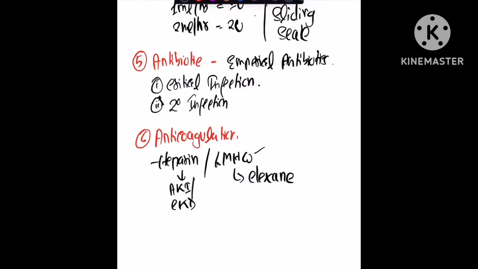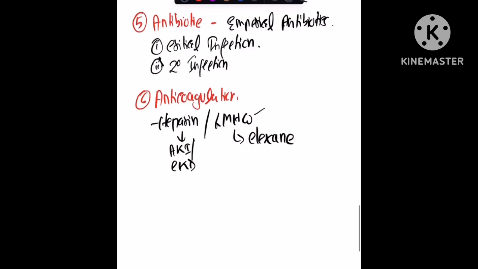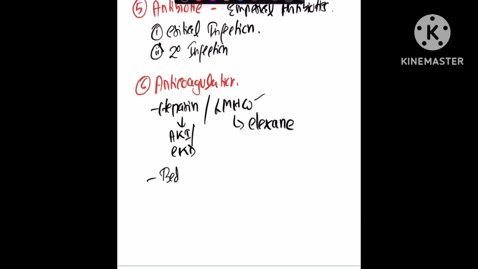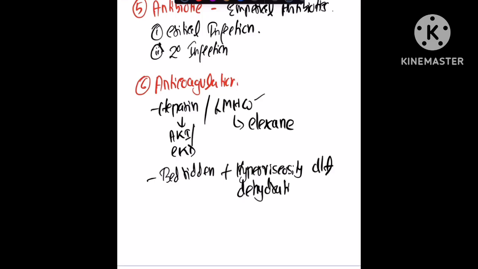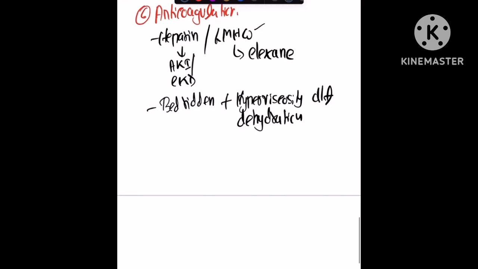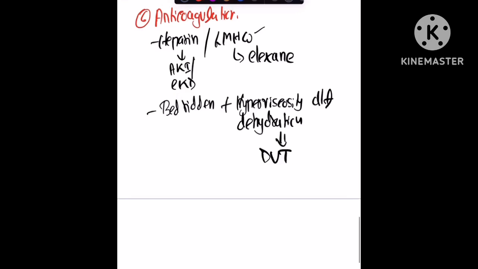So, why is this anticoagulation used? Because the patients are usually bedridden for a long time due to this illness, or it can also happen that the patient has hyperviscosity due to dehydration. This hyperviscosity due to dehydration usually causes DVT, which is deep vein thrombosis, the accumulation of blood clots in your lower limbs. Okay, so that's all for this management part.